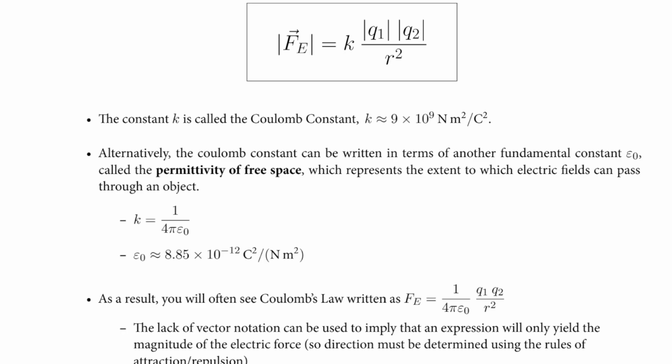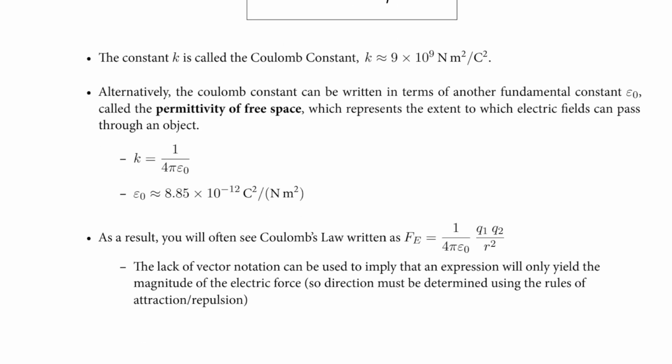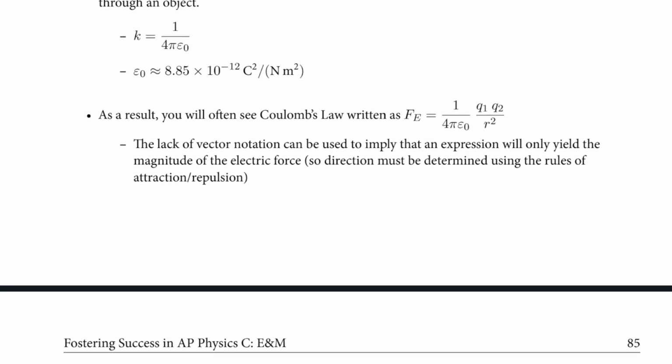The constant k is called the Coulomb constant. It's approximately 9 times 10 to the ninth in SI units, although we might write it differently in terms of a more fundamental constant, the permittivity of free space, epsilon naught. So you might see it used interchangeably with this 1 over 4 pi epsilon naught out in front. That is the same as the Coulomb constant k.